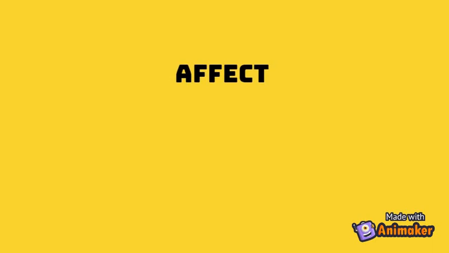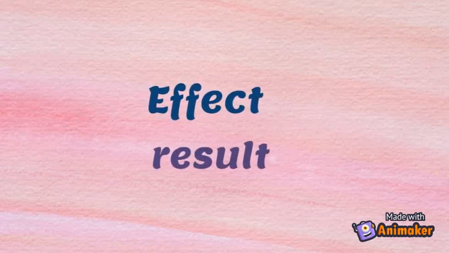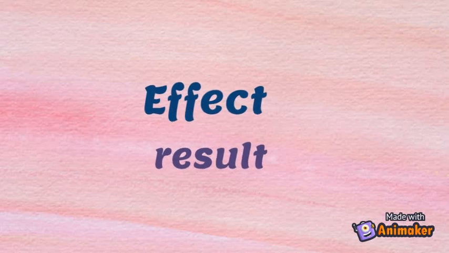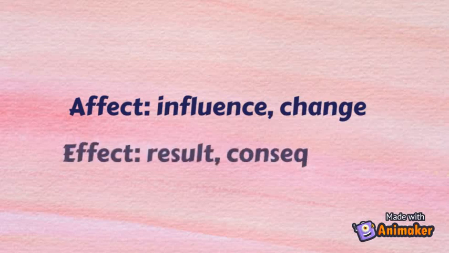Firstly, we will look at affect. Affect is a verb which means to change something, or we can say an impact on something or to influence something. Then effect is a noun which means result. It points toward an event or a thing. It's often used when an end result is being discussed. So we can say affect is a synonym of influence or change, and effect is a synonym of result or consequence.